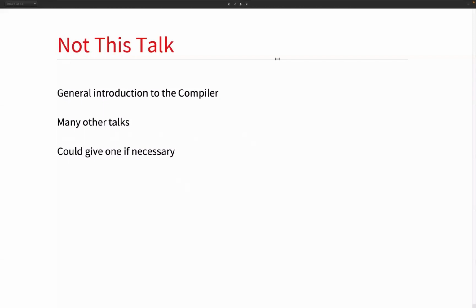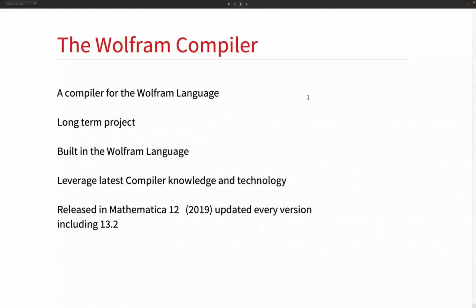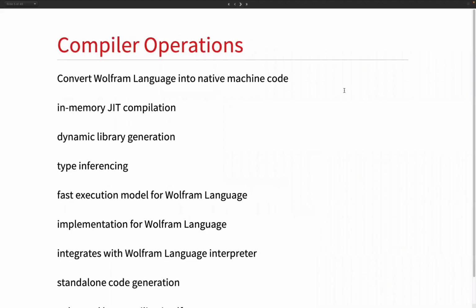There have been many talks, like recordings and things, given at tech conferences. And I could give a general talk on the compiler, but that's not this talk. Right. But I'll talk a little bit about it. So it's a long-term project. It's built in the Wolfram language. It leverages very modern compiler knowledge and technology, and it was first released in 2019, and it's been updated every version since, and there'll be a 13.3 update.